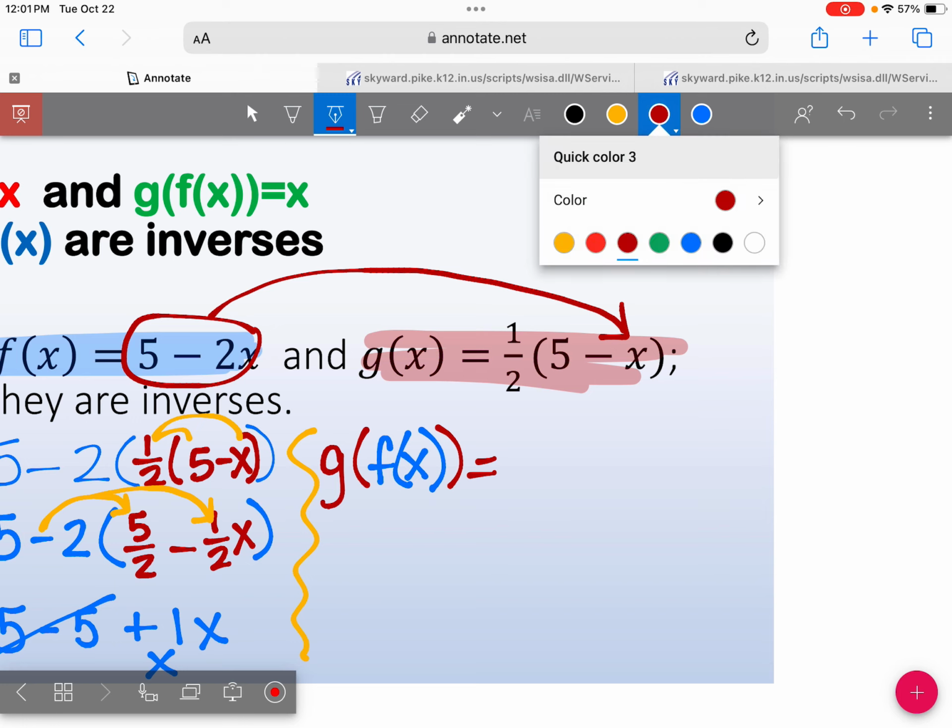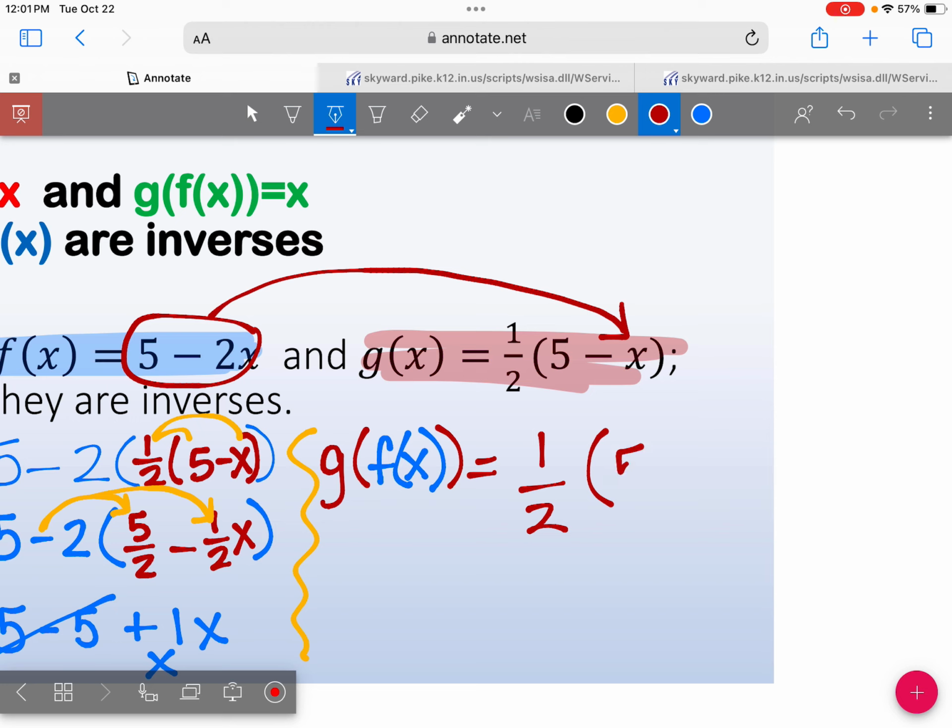So that would be 1/2. And then 5 minus, and instead of x, put a parentheses. Now inside of the parentheses, put your 5 minus 2x. So the first thing you're going to do is distribute that negative. Go ahead and distribute. There's an invisible -1 in front of the parentheses.